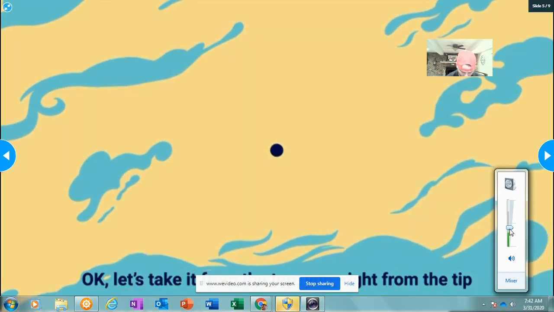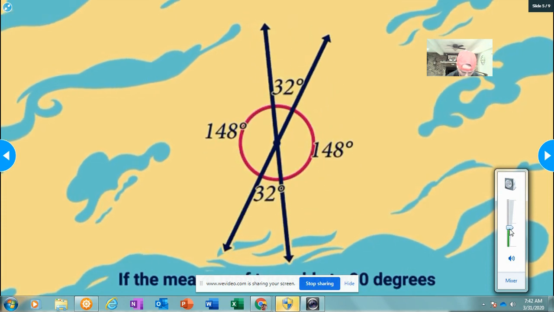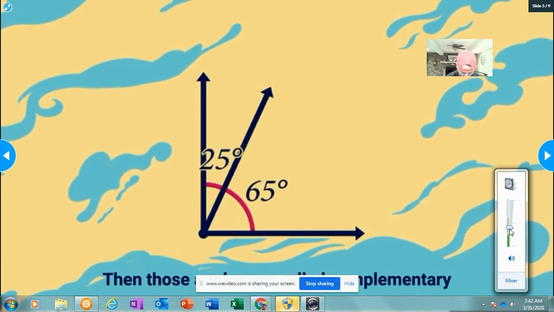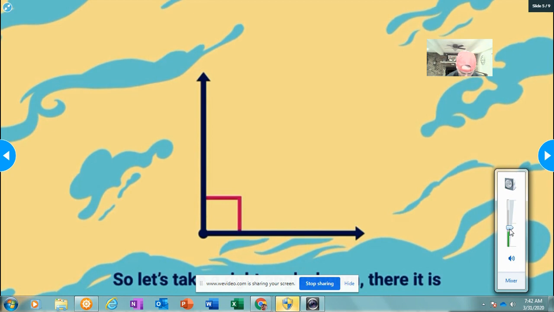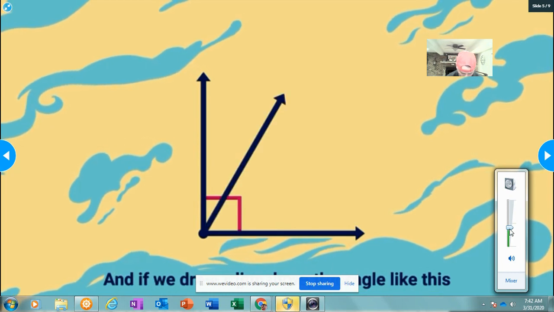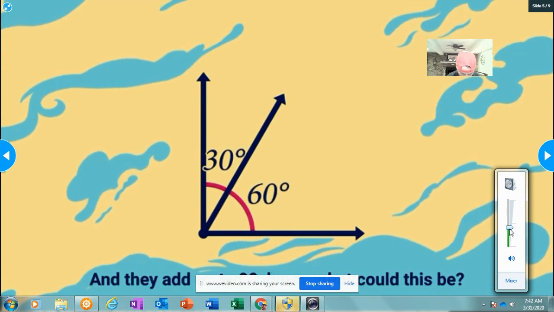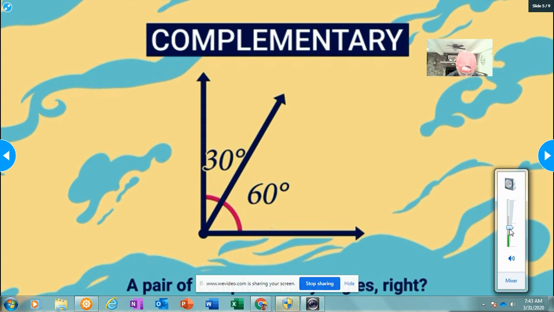If the measure of 2 adds to 90 degrees, then those angles are called complementary. So let's take a right angle. Boom! There it is. And if we draw a line down the angle like this, it creates 2 angles, 30 and 60. And they add up to 90. What could this be? A pair of complementary angles, right? But they also share an endpoint and a side, which makes them adjacent angles.